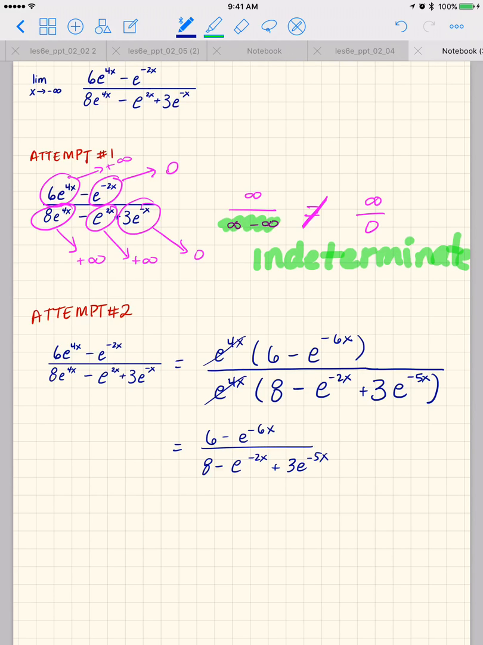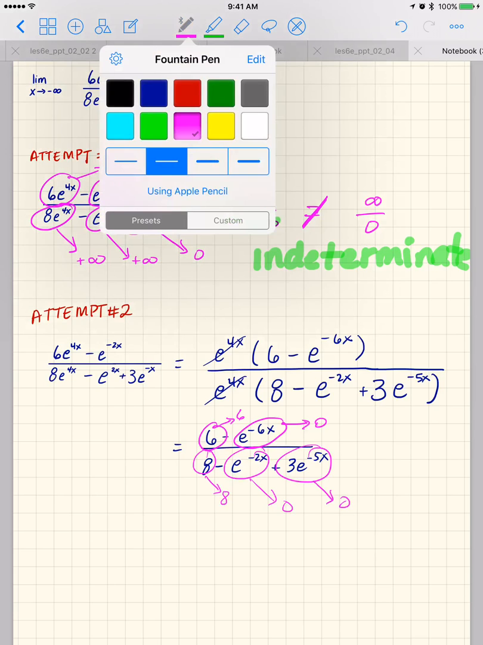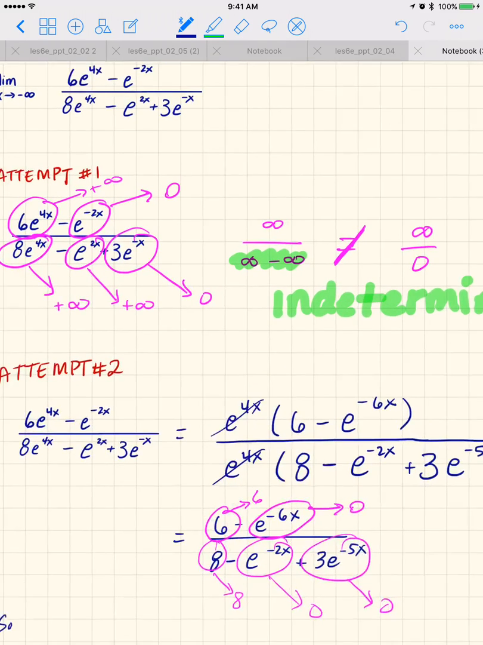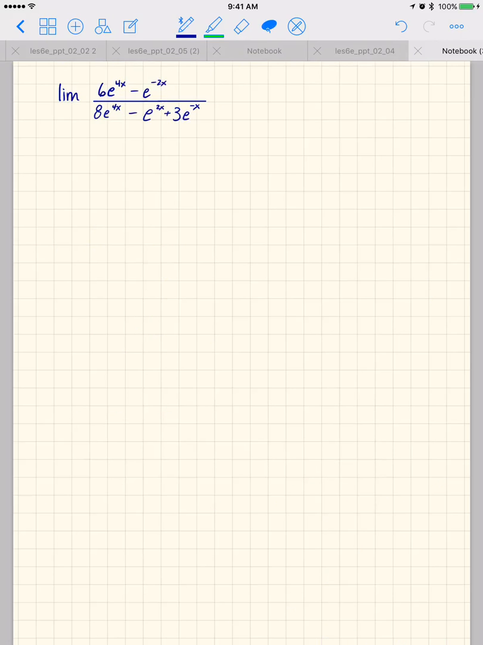And we can now say that this is going to 0, this is going to 6, this is going to 8, this is going to 0, this is going to 0. So the limit as, wait. I've been doing this problem. Let me go back and change this to, but now we want x to go to minus infinity.